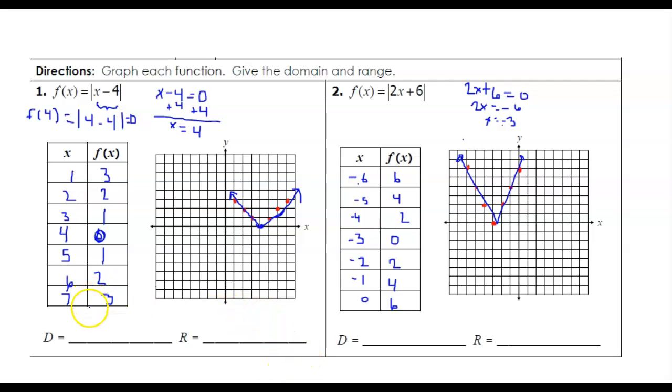All right, let's talk about domain and range of both of these graphs. So if I look at number 1, if I talk about the domain, or all of the x values, I realize I can plug in any number for x. So the domain of this graph is all real numbers, that's negative infinity to infinity. We talk about the range of this graph though. The range is going to start at 0, and it's going to be a bracket because it includes 0. And then it's going to go all the way up to infinity.